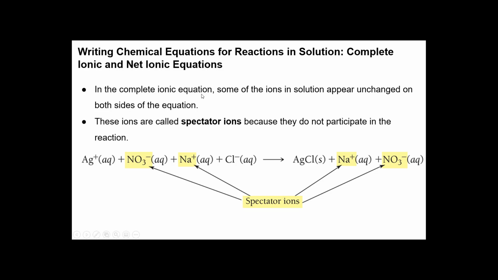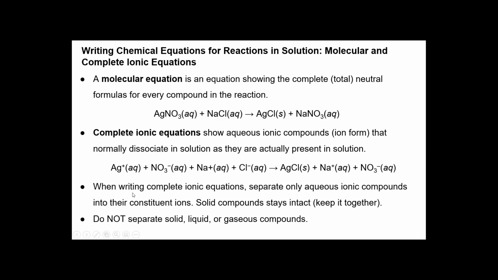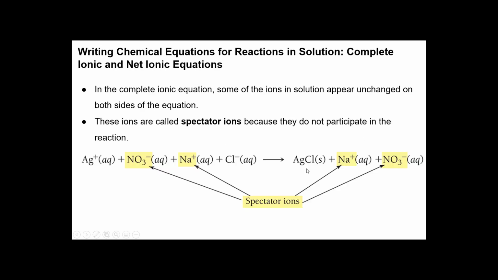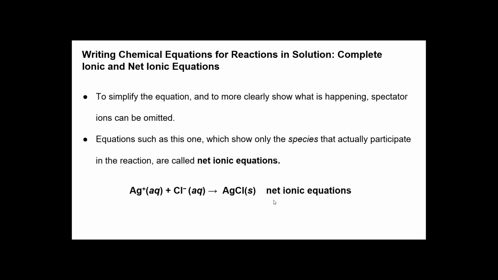So in the complete ionic equation, some of the ions in solution appear unchanged. So when we break this into the full form, which is also here, you see it here, but it's broken apart except for the solid. What you notice is that nitrate and sodium look exactly the same on this side. They're called spectator ions. They do not participate in the main reaction of the solid. Only the silver and the chloride do. So these are spectator ions. If they look exactly alike on opposite sides, they are spectator ions.